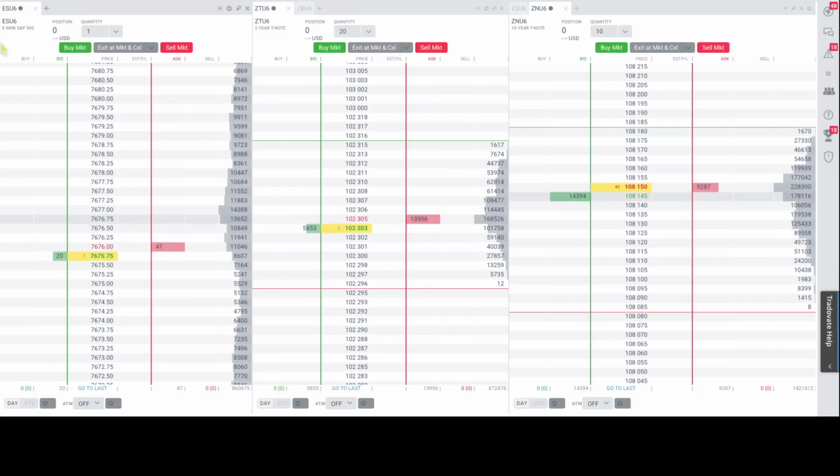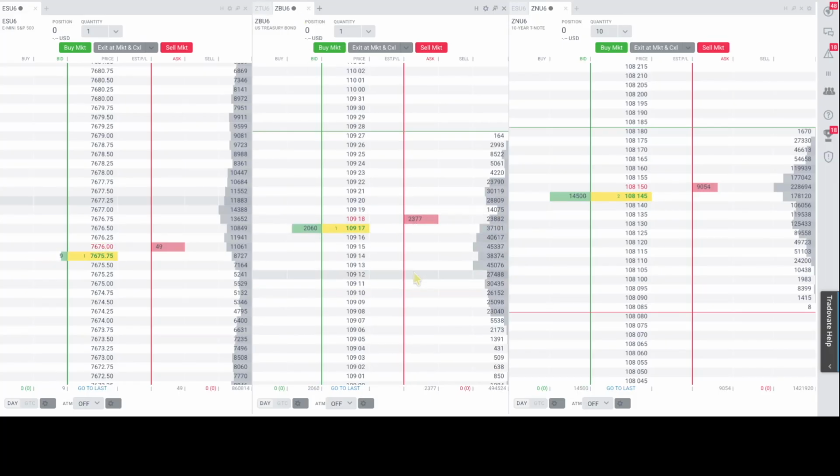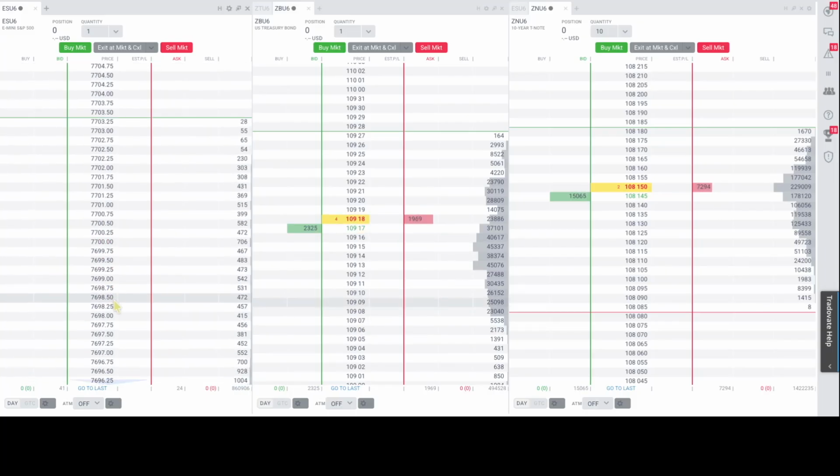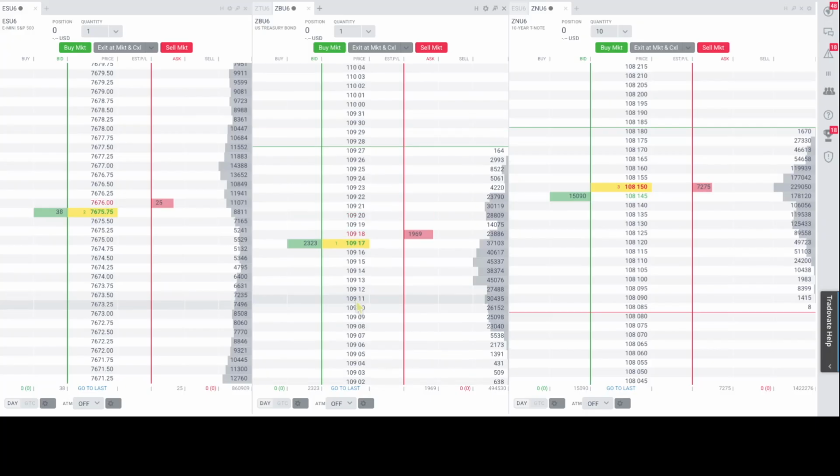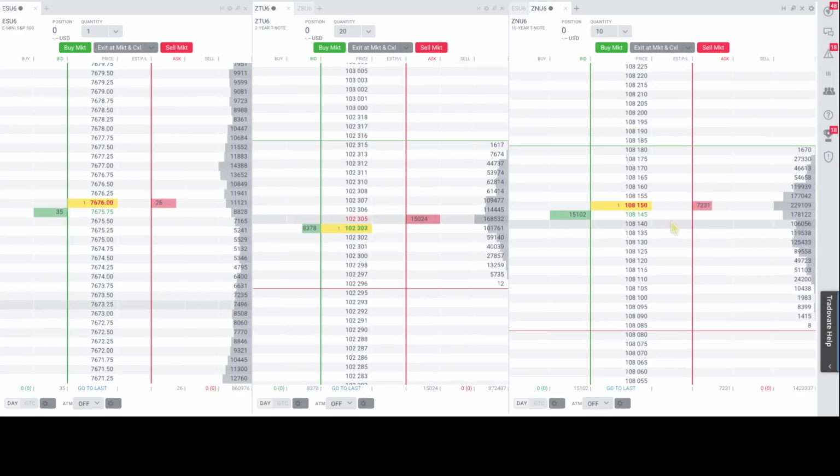Another thing is here on the ES, your price per tick is $12.50, isn't it? Over here it's 15 5/8, 15.625, and on the ZB it's 31 1/4. So you get a lot for your buck, even though the movement, the range isn't as great. Obviously, look at the range on the ES. Even though the range isn't as great, it's a very professional market.